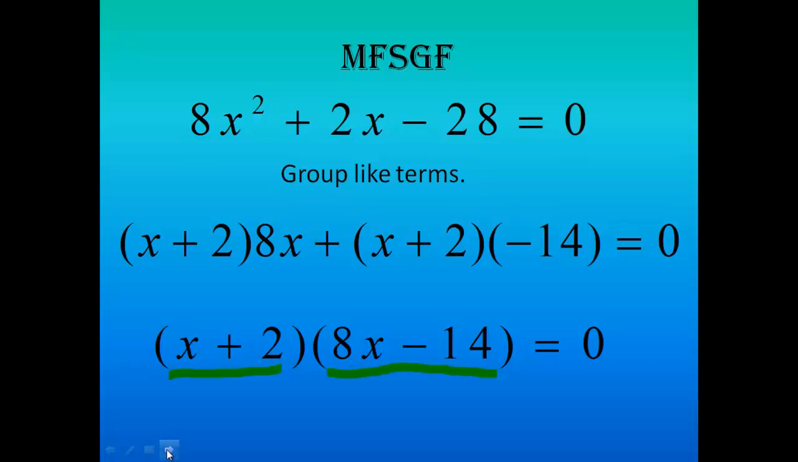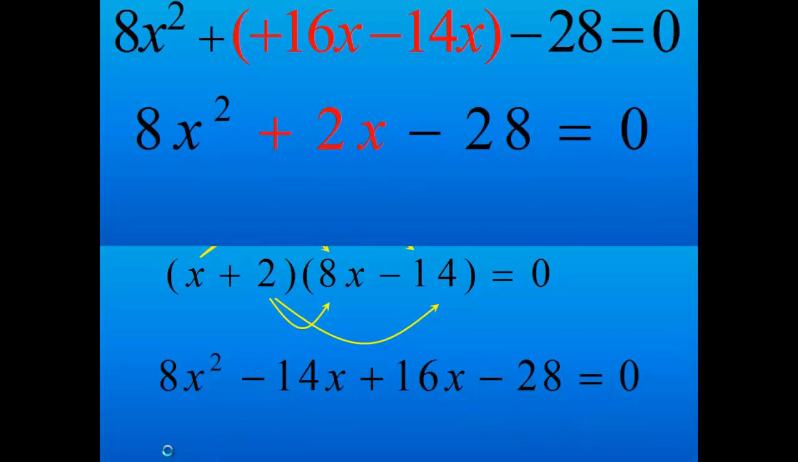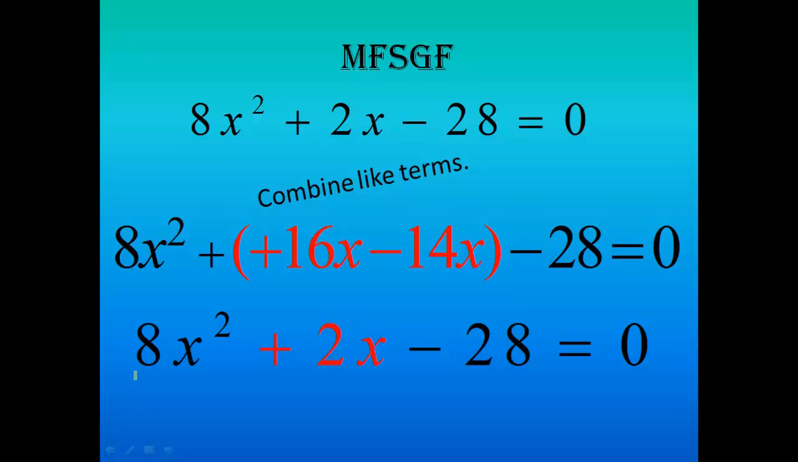Just want to make sure I can check that in the quadratic world. Go back and multiply these two terms to get this layout. Now I want to combine those two middle terms, and that gives me the initial equation I started with. So those are truly factors of that equation.